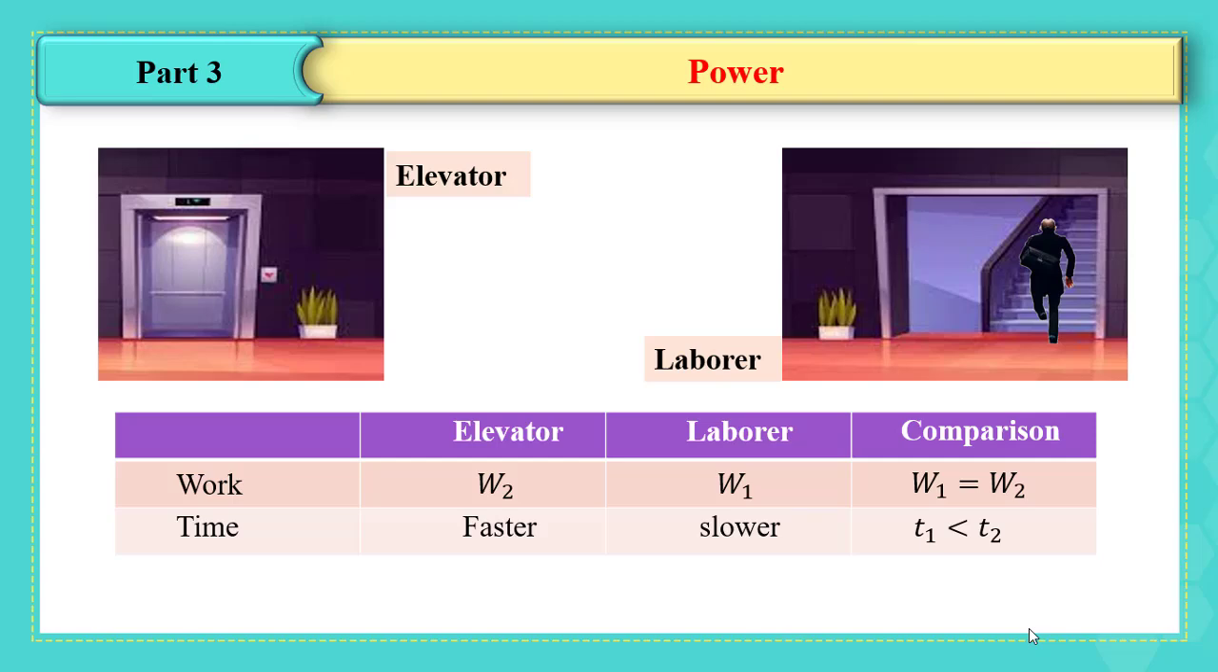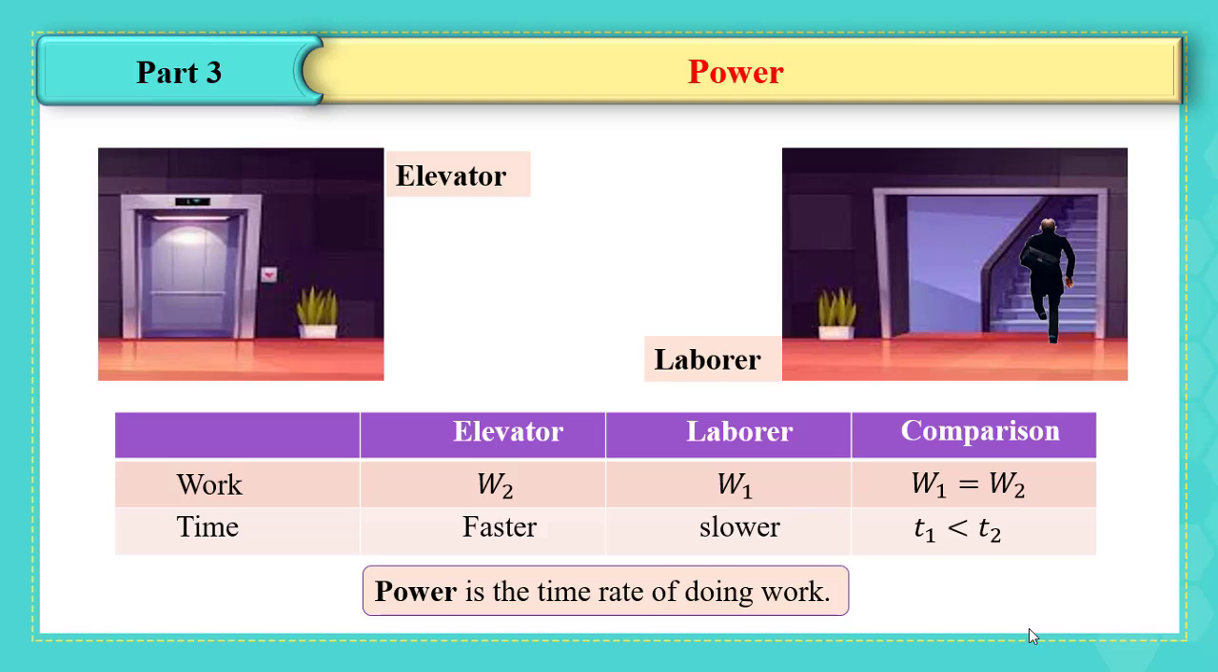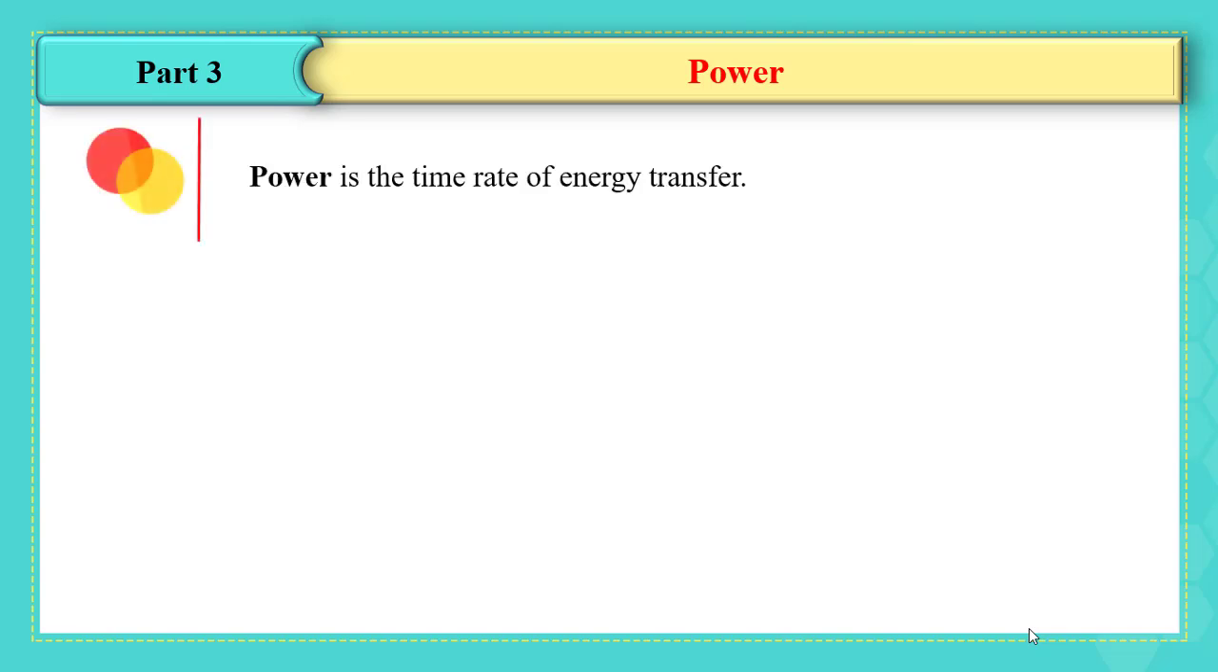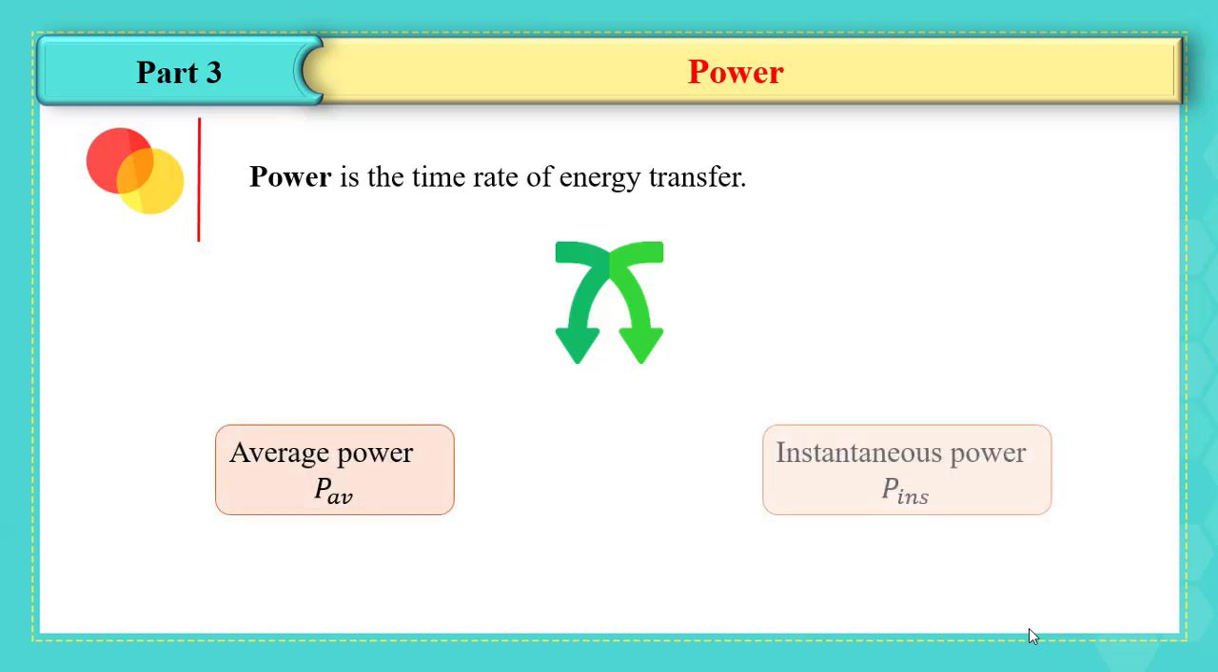From a practical viewpoint, it is interesting to know not only the work done, but also the rate at which it is done. Because of this, we define the power. Power is the time rate of doing work. Power is also defined as the time rate of energy transfer. We're going to define the average power and the instantaneous power.